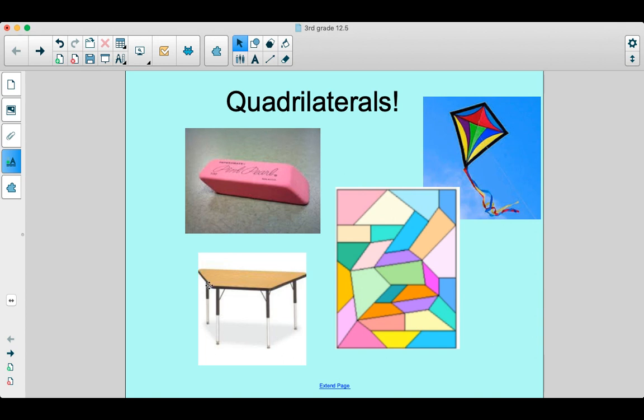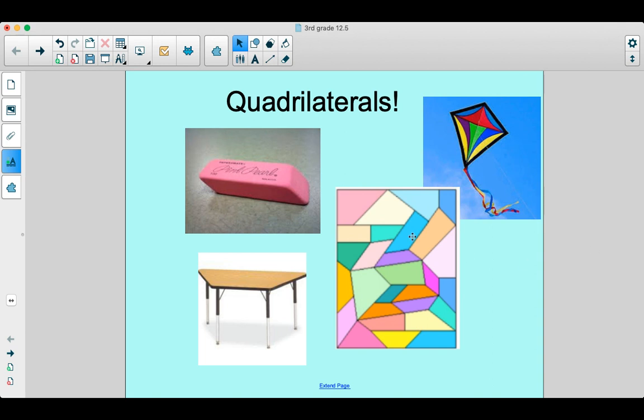Here, this is a quadrilateral. It has four sides and four angles. And then each face of this eraser is a quadrilateral. And you can see a kite. This is the shape of a kite. It has four sides and four angles.